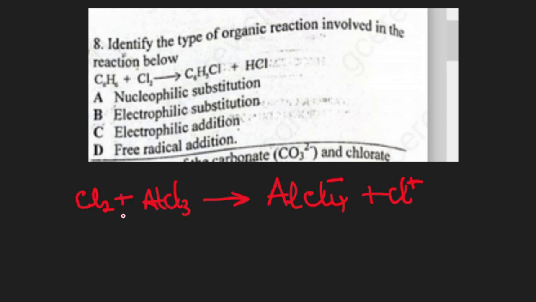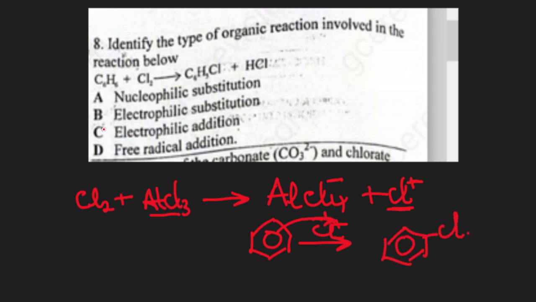In the reaction, chlorine is going to react with the halogen carrier, aluminum chloride, to form a chlorine electrophile, which will be the one to attack the benzene ring, forming chlorobenzene. So our best option is electrophilic substitution reaction, because a hydrogen atom will be displaced as the chlorine comes in. So our best option is B.